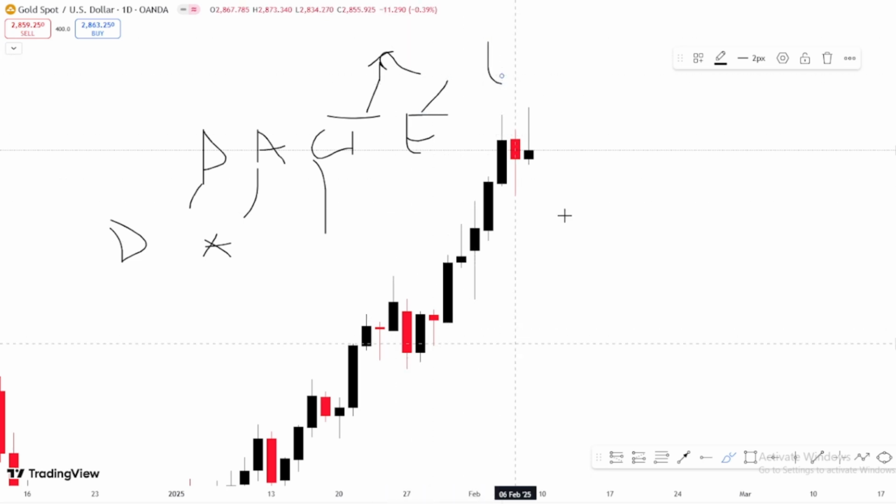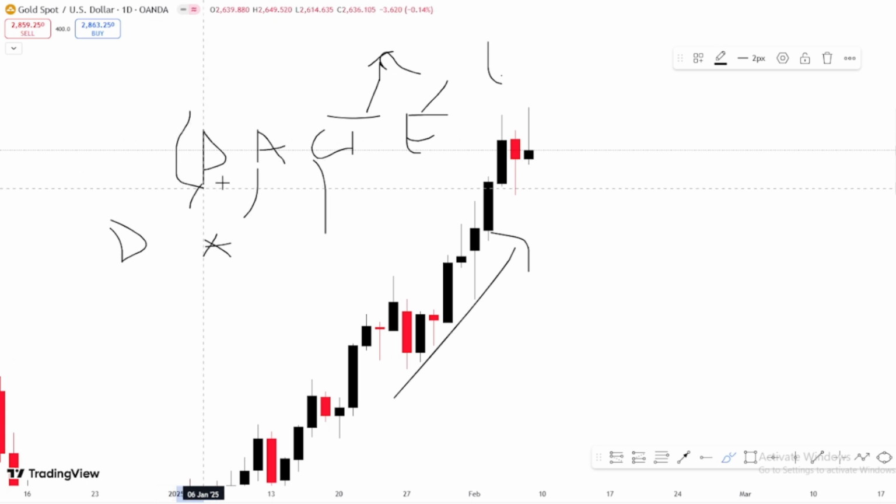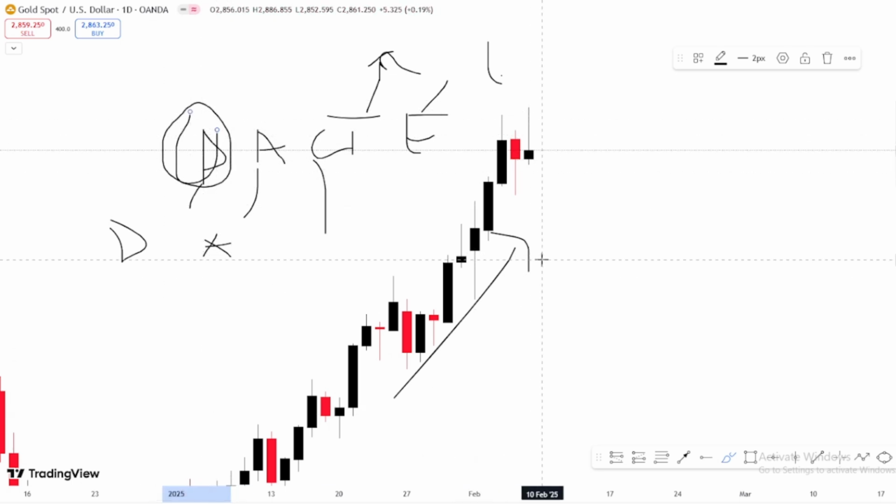So after you identify the trend of the market, looking at any pair or any commodity or any asset that you want to trade, first of all, you want to use the DACT formula. First, you need to identify the trend. Is the trend bullish, bearish, or consolidating? After you identify the trend, you come to your area of value, area of interest.